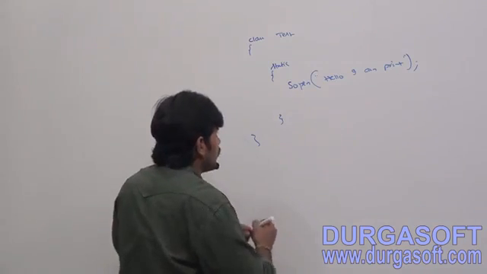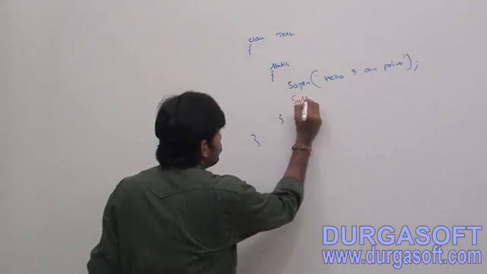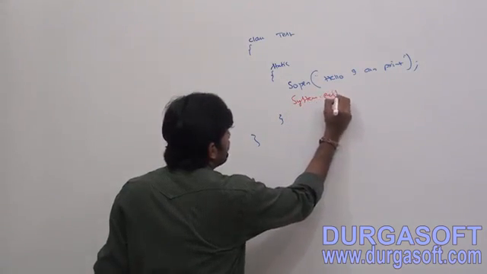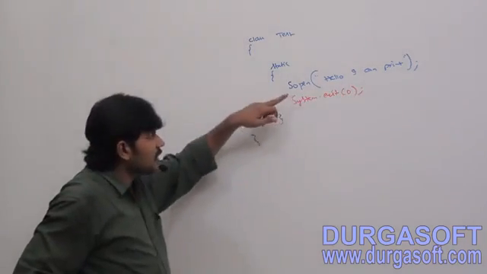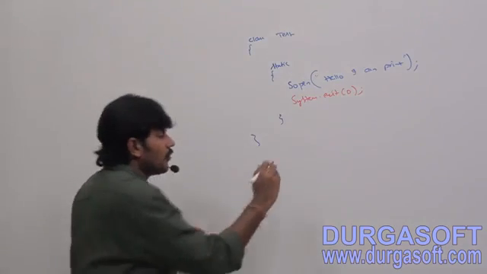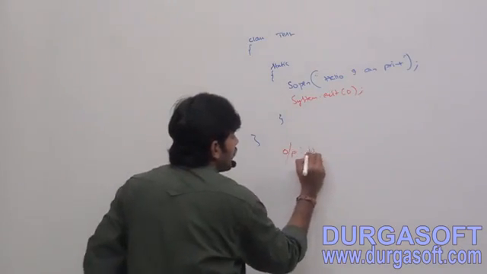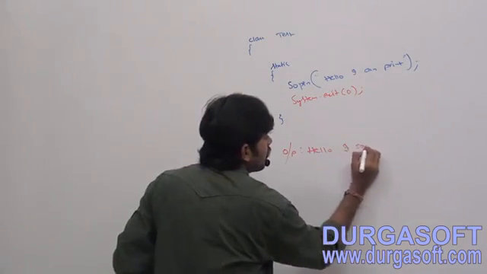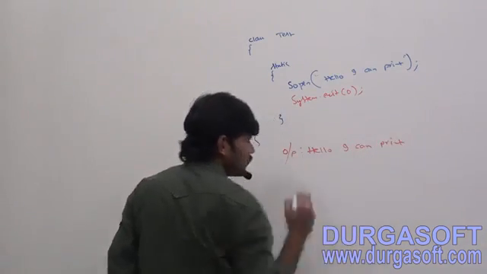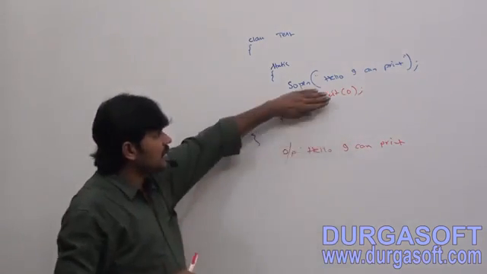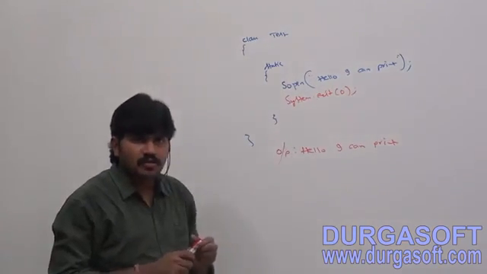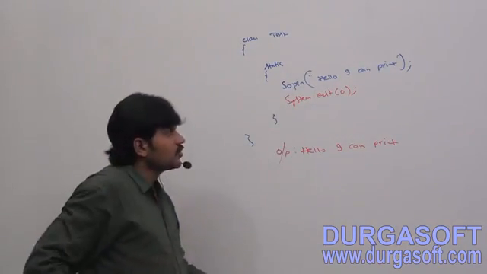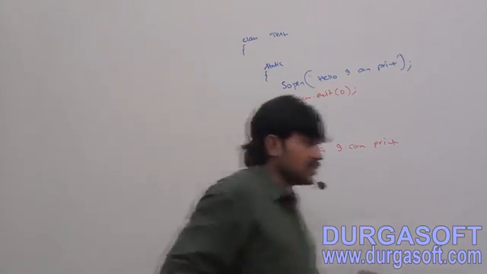Then what I have to do? System.exit(0). Now it won't search for the main method. Immediately at this line it stops. The output we get by default is: hello, I can print. Sir, if this line, System.exit, is not there, then NoSuchMethodError: main. Are you getting that? Okay, so let me execute this code. Here, see.